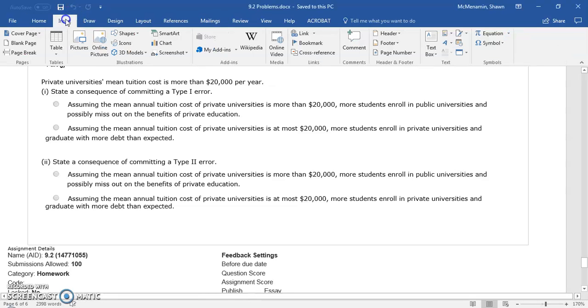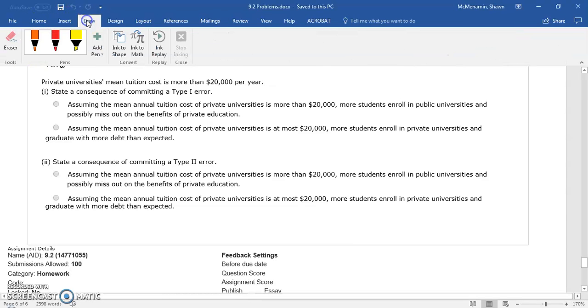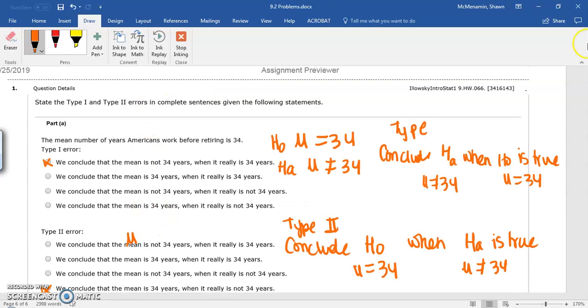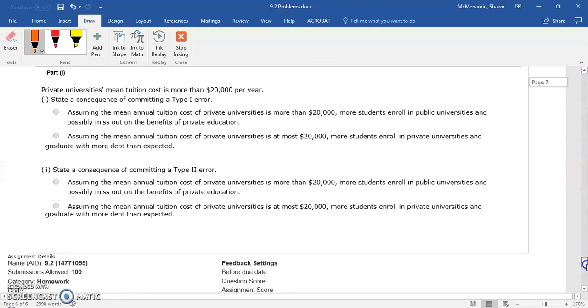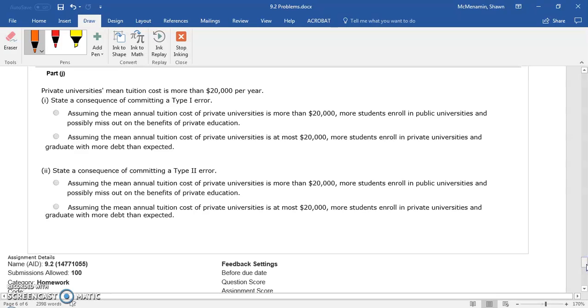So we're going to look at the consequences of a type 1 and type 2 error. For the first problem, it says that the mean tuition rate is more than 20,000, so the mean is going to be greater than 20,000. That's going to be your alternative because it doesn't have an equal sign. Then your null is that the mean is less than or equal to 20,000.